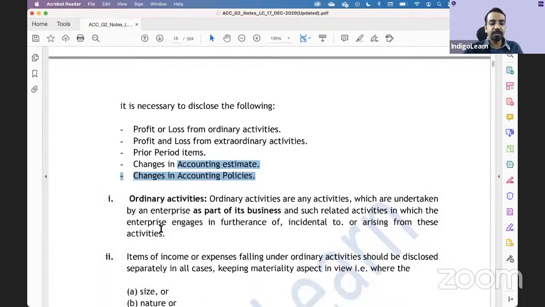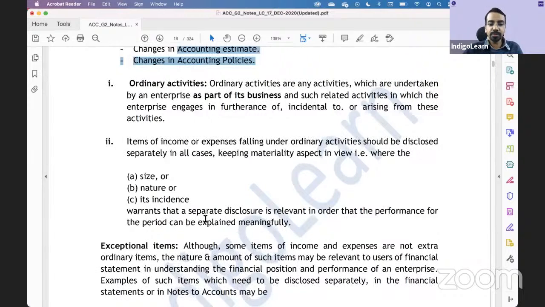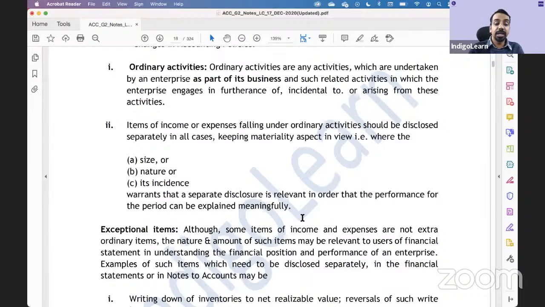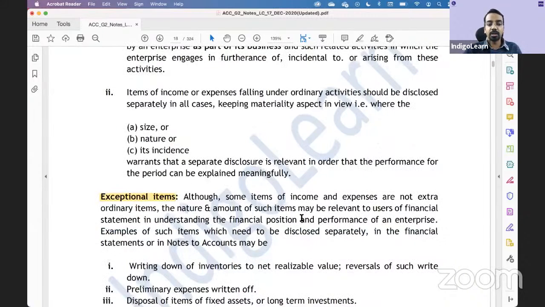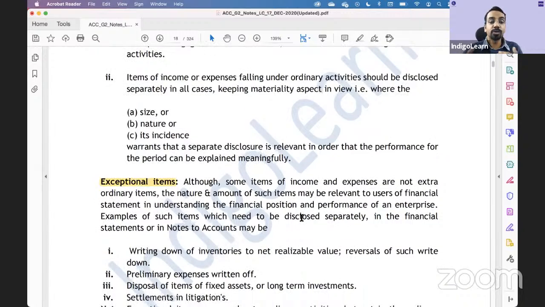So a specific focus again on some exceptional items. Though certain items may not be extraordinary items, the nature and amount of such items may be relevant to the users of financial statements, understanding the financial position and performance of the enterprise, and hence they are disclosed separately.